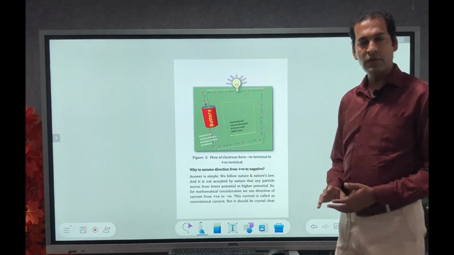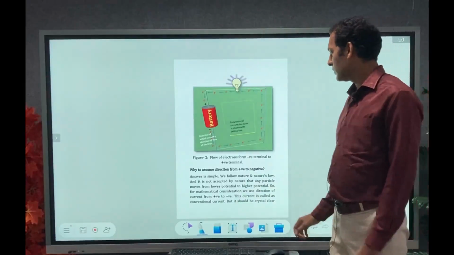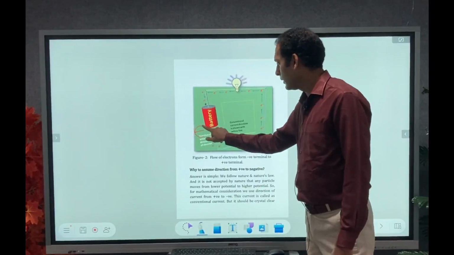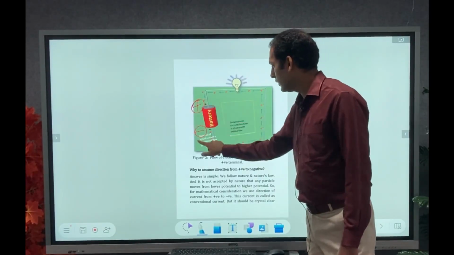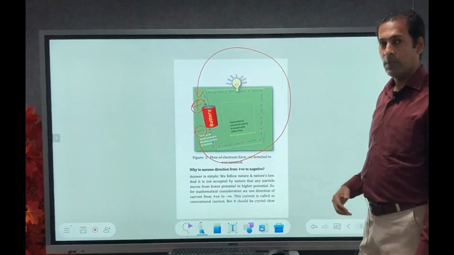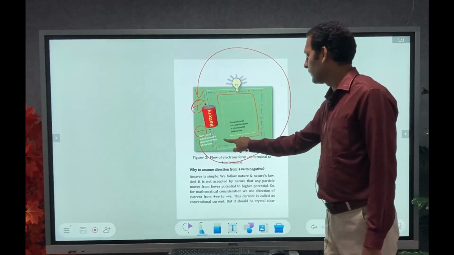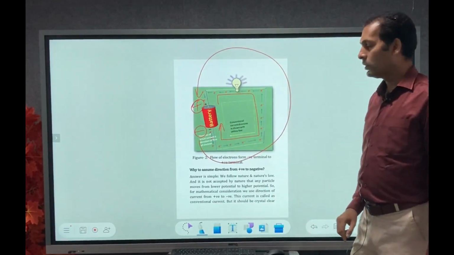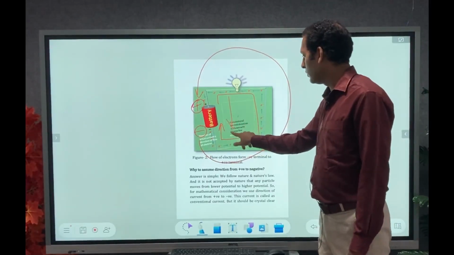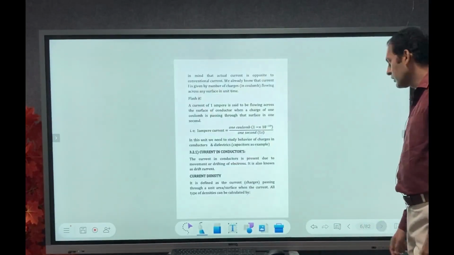We discussed about the conventional direction of current and the actual direction of current. Actual direction of current is from negative terminal of battery to the positive terminal of the battery, like this. That is the flow of electron. But conventional direction of current is from positive terminal to negative terminal. We have also seen the direction of electric field intensity is from positive to negative. That means it is in opposite direction to that of flow of electrons.